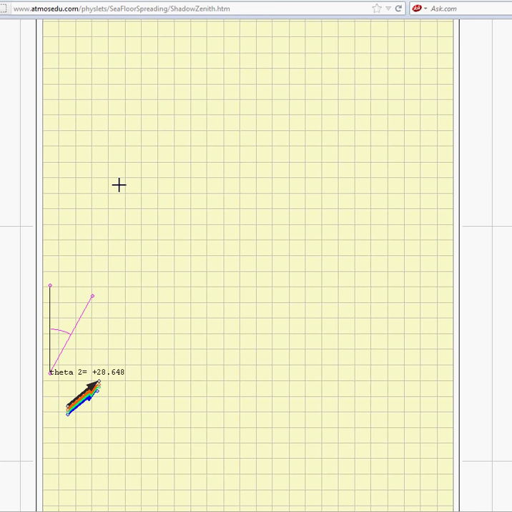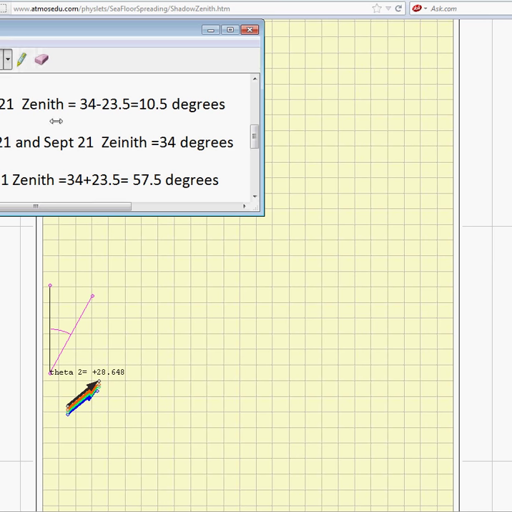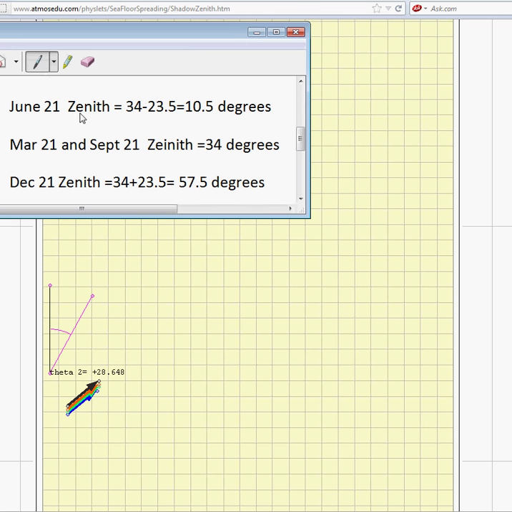Okay, here we're going to show you how to draw your shadow length for different times of year. We're going to assume that we're in Los Angeles. And for Los Angeles, the solar zenith angle can be calculated for June 21st to be 10.5 degrees. It's the latitude of Los Angeles, 34 degrees north, minus 23.5. That's where the sun is directly overhead, the Tropic of Cancer at that time of year.